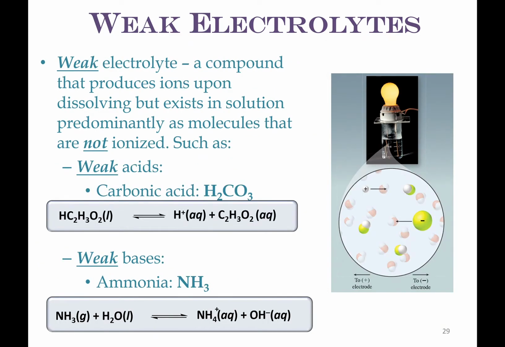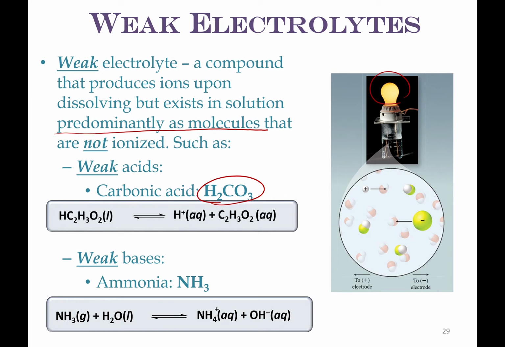Now, weak electrolytes. See how the light bulb is lit up but not very strong? That means there are some ions in solution, but not a lot. An ionic compound that's soluble will form a lot of ions in solution. Usually 100% of them will ionize. A weak electrolyte is something that does form ions, but it doesn't form very many. It produces ions when it dissolves, but it's predominantly still in the molecular form that it was in, and it's not ionized. Weak acids are also weak electrolytes.